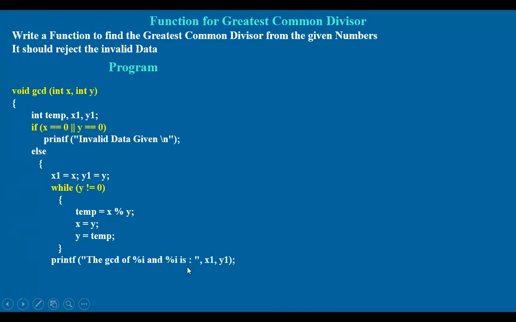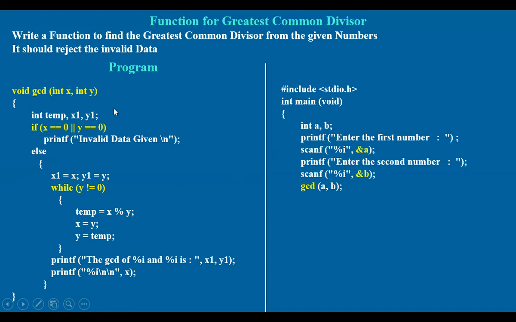So here the GCD of x1 and y1, the original values. Actually, I have stored the original x and y values here in x1 and y1. Why? Because in this process, the values of x and y are changing, so x and y are not the original values. But while showing the result, the GCD of the original numbers should be shown. So here the original values x1 and y1 are taken and the result is displayed here. So compile and execute this program, and of course this is the function.